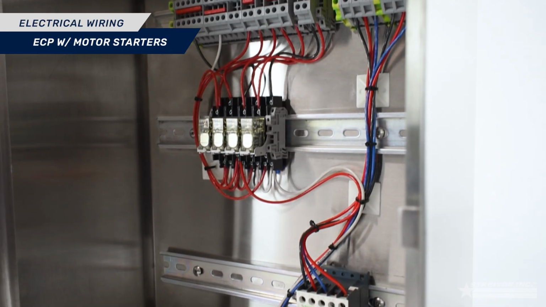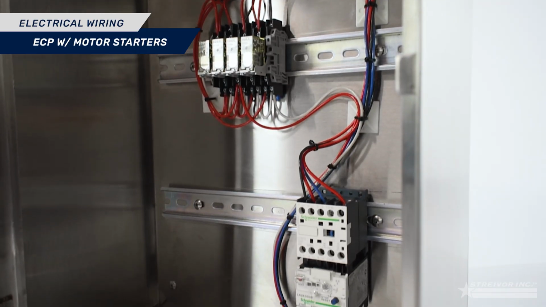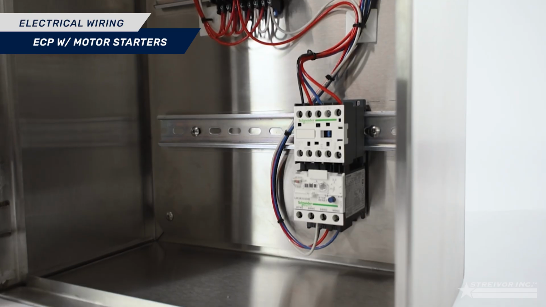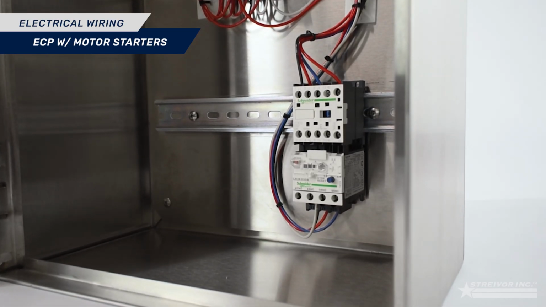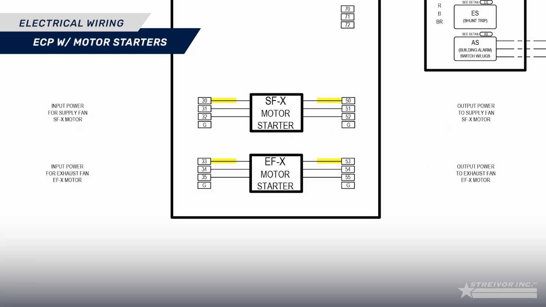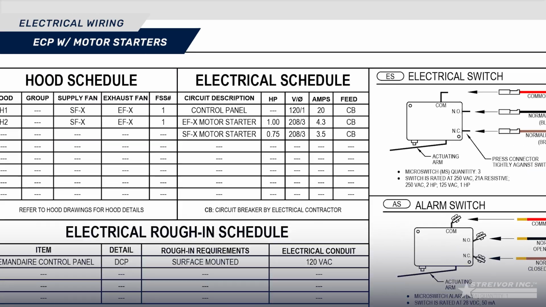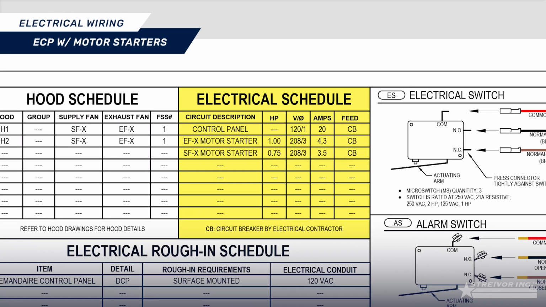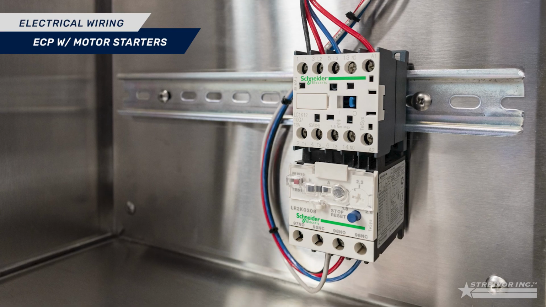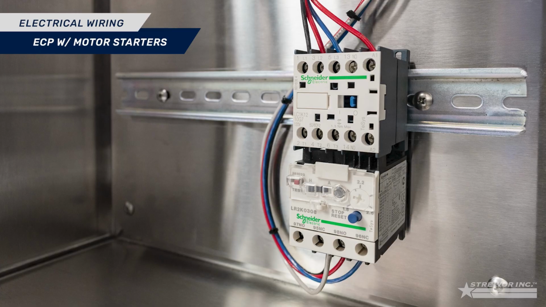If this ECP includes motor starters, follow the steps in the motor starter installation section. If not, skip ahead to the next section. The input and output terminals on the motor starters will have been pre-wired by Streivor to the appropriate terminal blocks within the ECP. Verify that the circuit breaker voltage, phase, and amperage for each motor circuit matches the requirements of the motor starter and the ECP drawing.